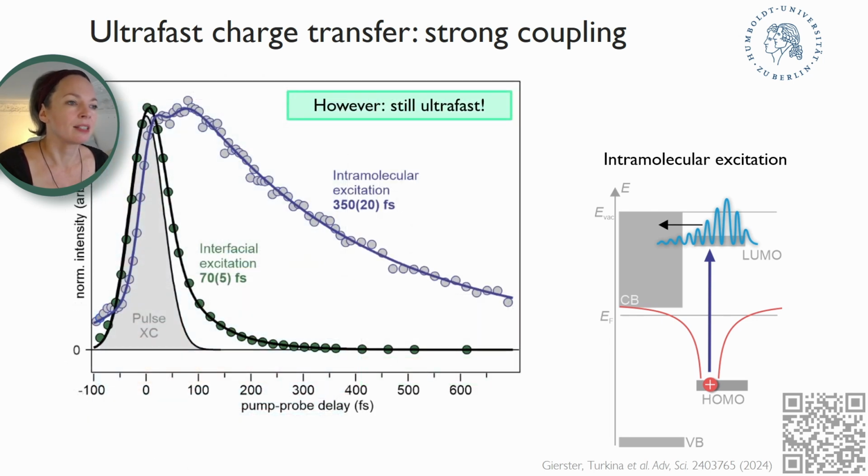However, when you analyze this data quantitatively, you see that the charge transfer times of 70 and 350 femtoseconds are ultra fast in both cases. Even this slower charge transfer for the intramolecular excitation is not slow enough to explain why charge separation is so inefficient in zinc oxide-based solar cells. It is clearly not reduced electronic coupling that is responsible for the reduced charge separation efficiency in zinc oxide.